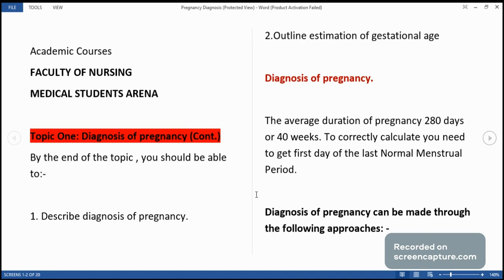Previously, we talked about normal pregnancies, I mean, terms used in normal pregnancy. We defined normal pregnancy, and actually we had a lot on the same, so you can just go back on YouTube and check the last week's video on midwifery. You'll get that coverage. So today we are going to check on diagnosis of pregnancy.